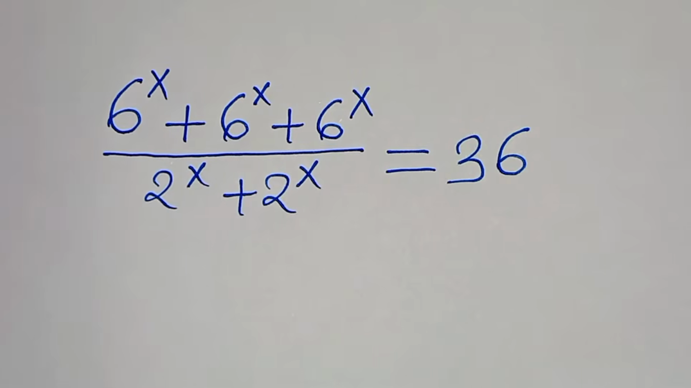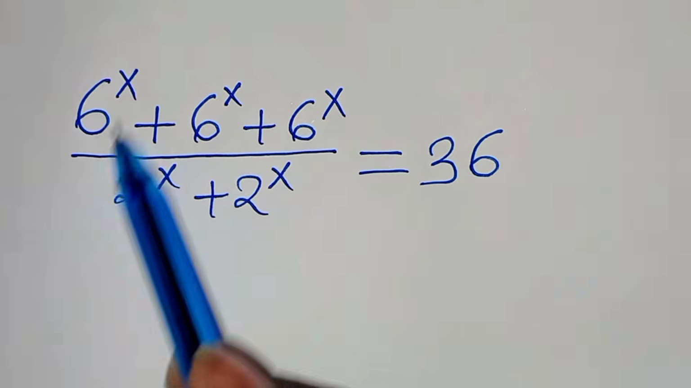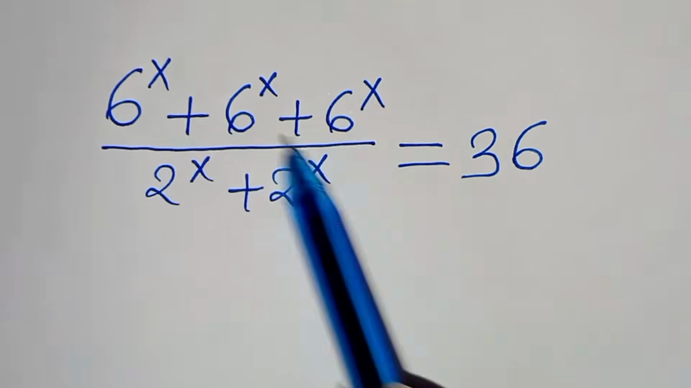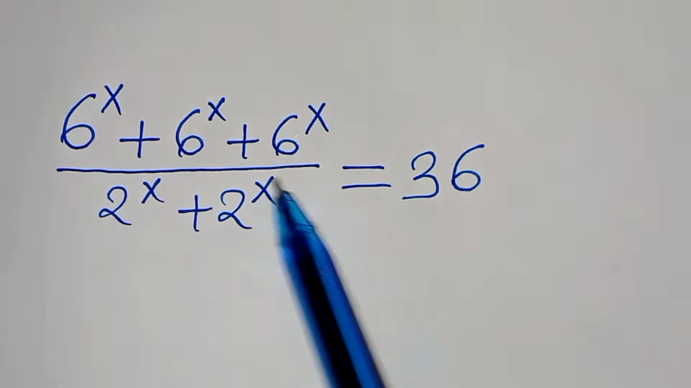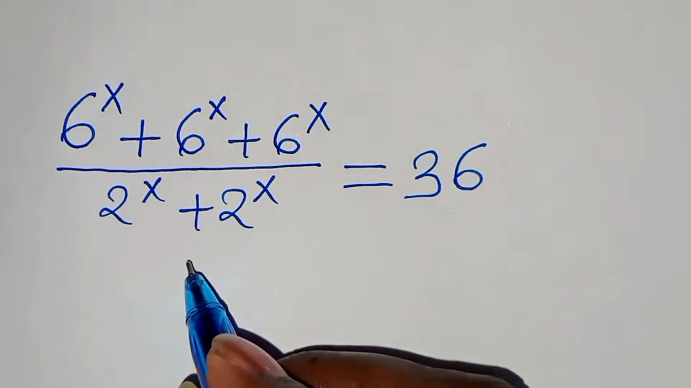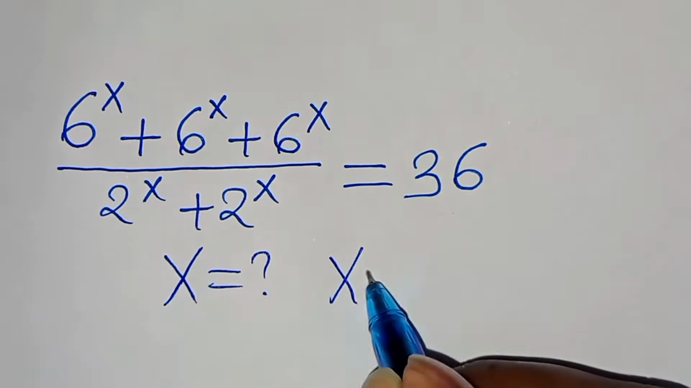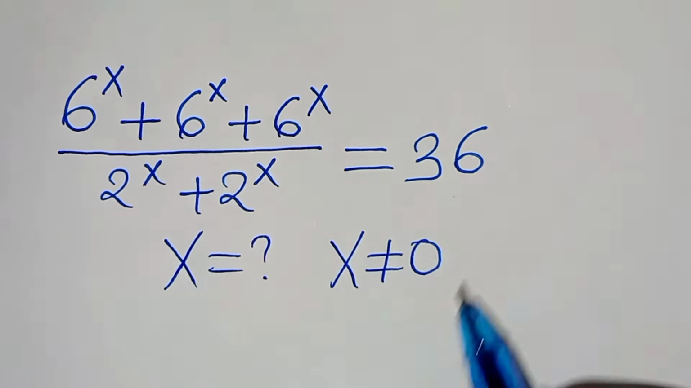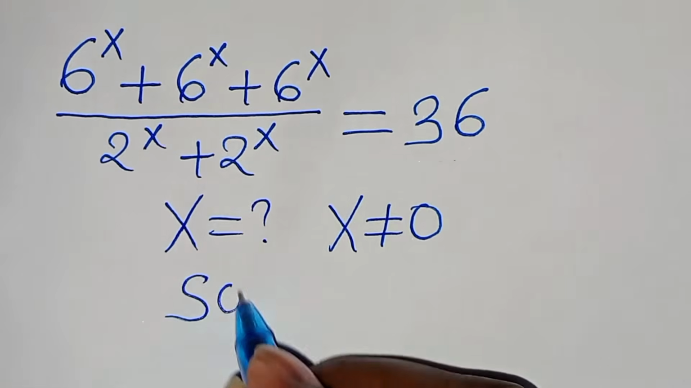Everyone, you're welcome to solve this nice exponential equation here, which is (6 to the power of x plus 6 to the power of x plus 6 to the power of x) divided by (2 to the power of x plus 2 to the power of x). This is equal to 36. So what is the value of x here, given that x is not equal to 0? So let's provide a solution from here.